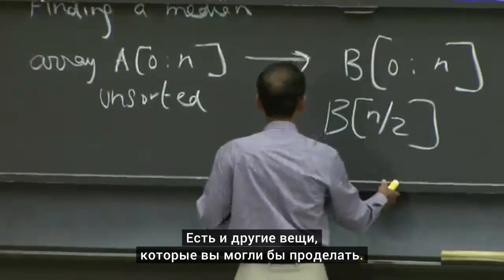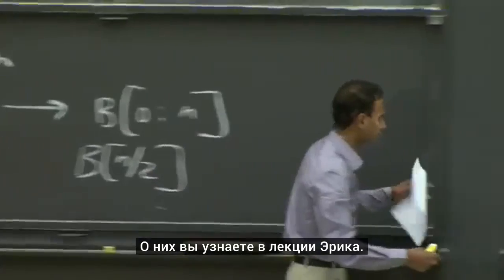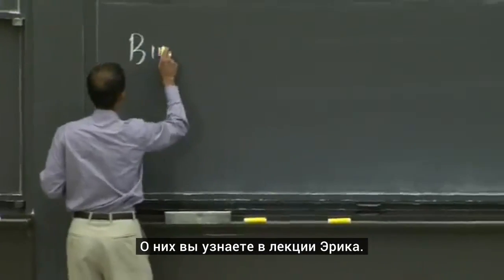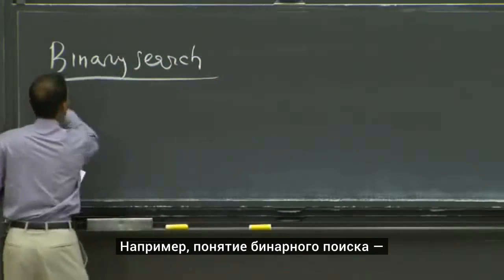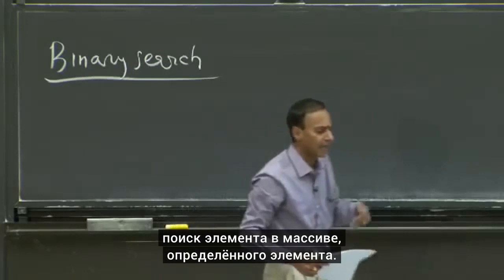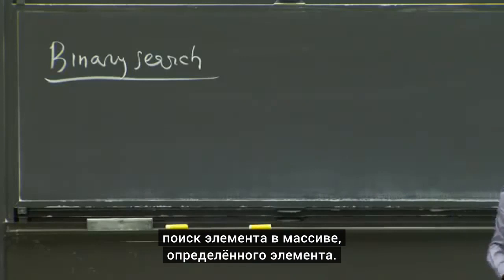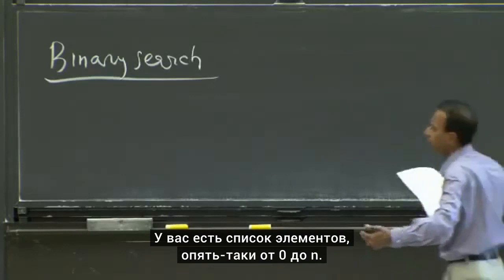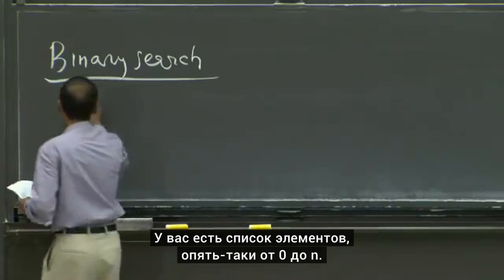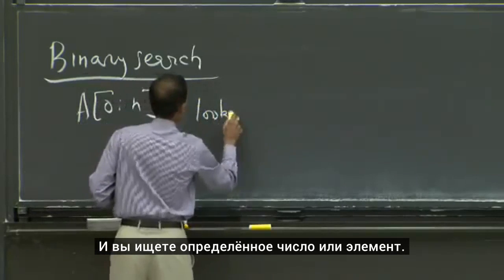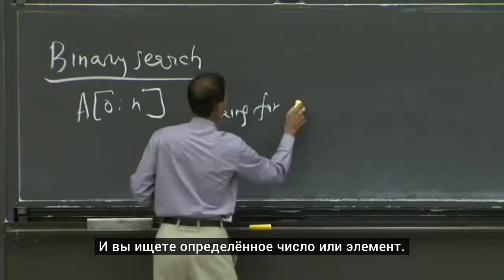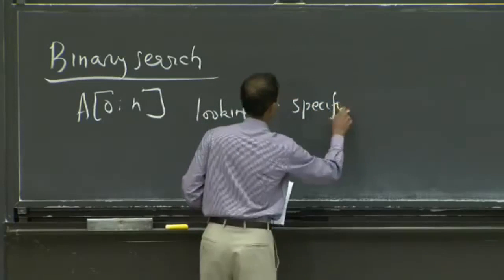There are other things that you could do, and this came up in Eric's lecture, which is the notion of binary search: finding an element in an array, a specific element. You have a list of items, again, A[0 through n], and you're looking for a specific number or item.